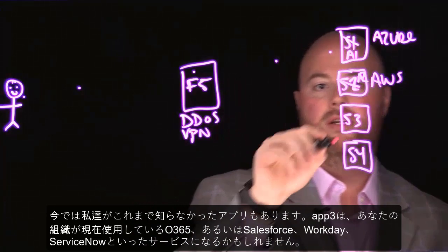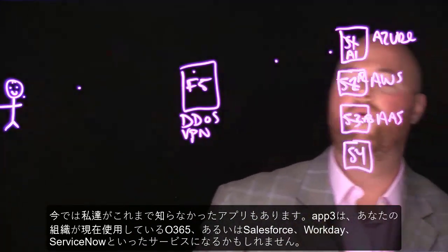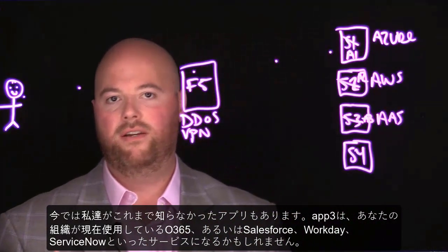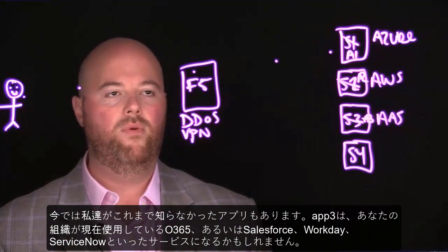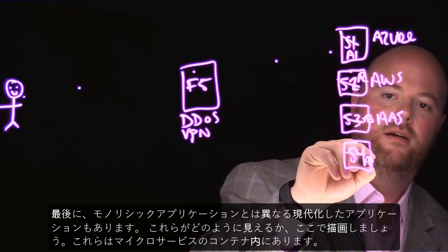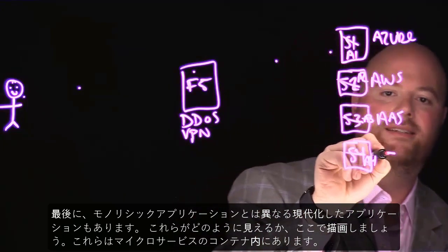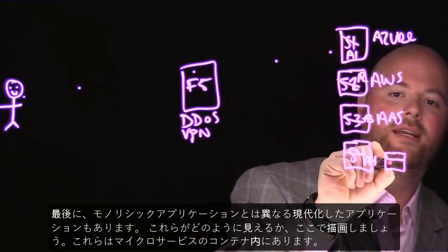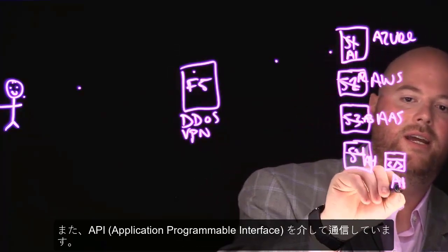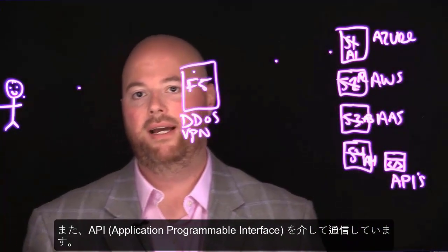Now we have apps that we don't even know. App 3 is going to be as a service, like O365 that your organization is using today, or Salesforce or Workday, ServiceNow, and more. Lastly, we have modernized applications, and they don't look like monolithic applications. What they look like is, and I'm going to draw it right here, they are in containers with microservices, and they're communicating via application programmable interfaces or APIs.